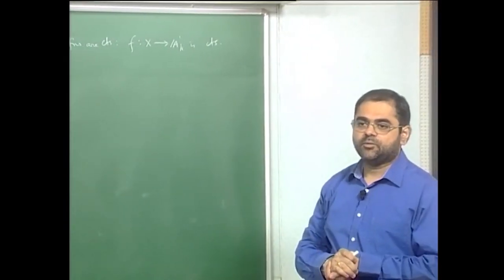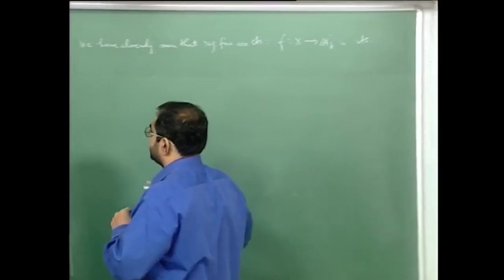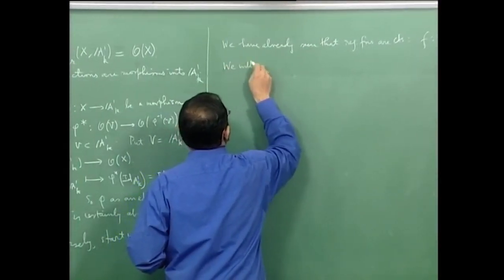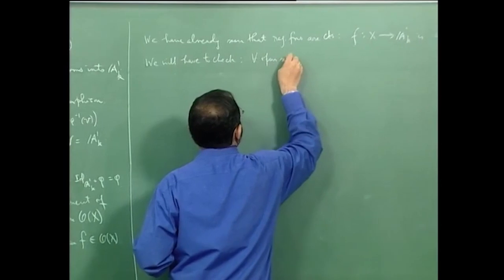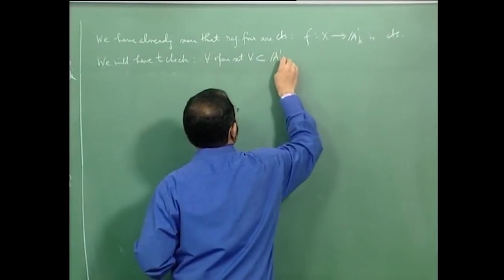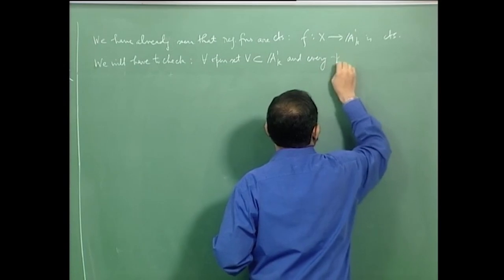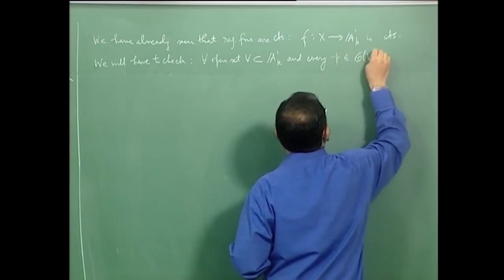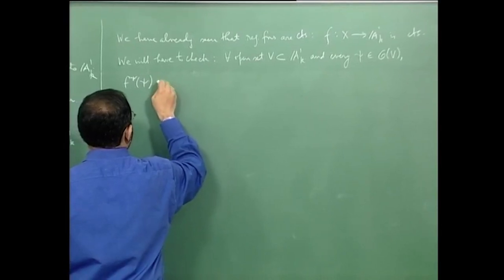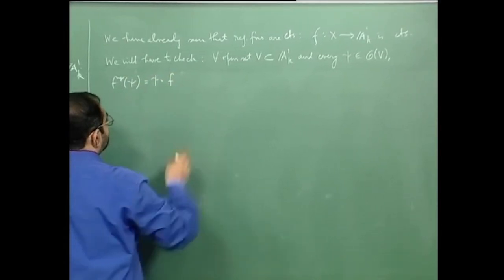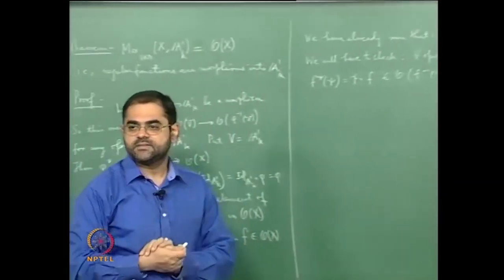It should be a continuous map, and then it should pull back regular functions to regular functions. So we will have to check for every open set V in A1 and every psi in O of V, F upper star psi, which is just psi F followed by psi, is in O of F inverse V. Okay, this is what you will have to check.